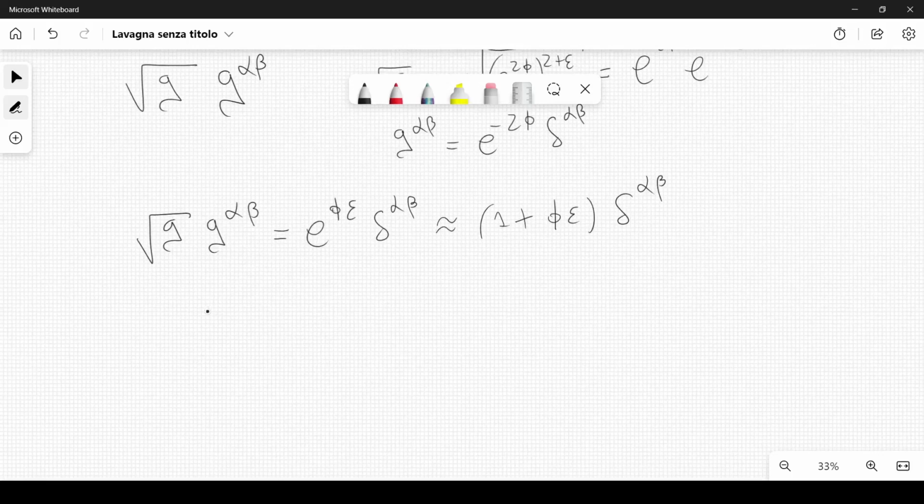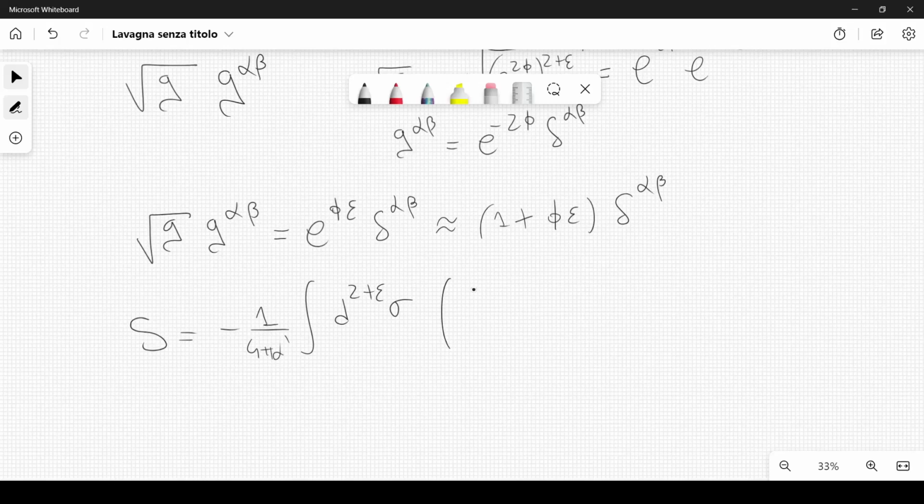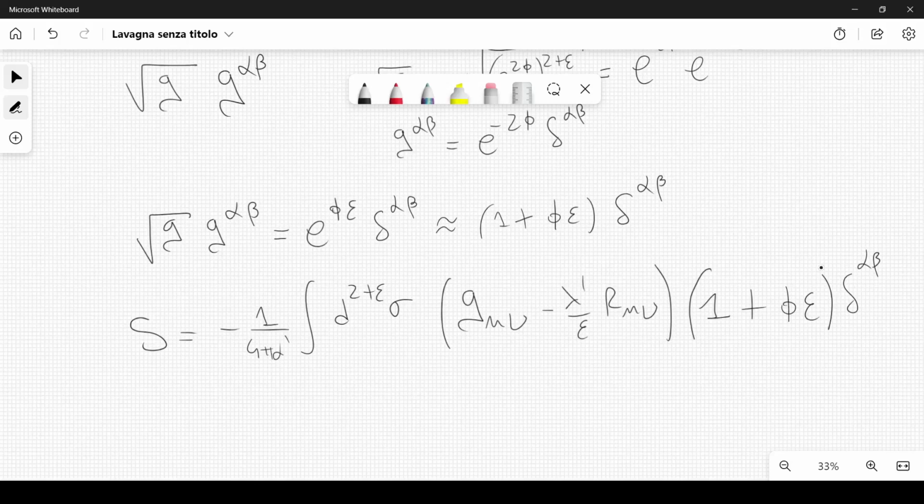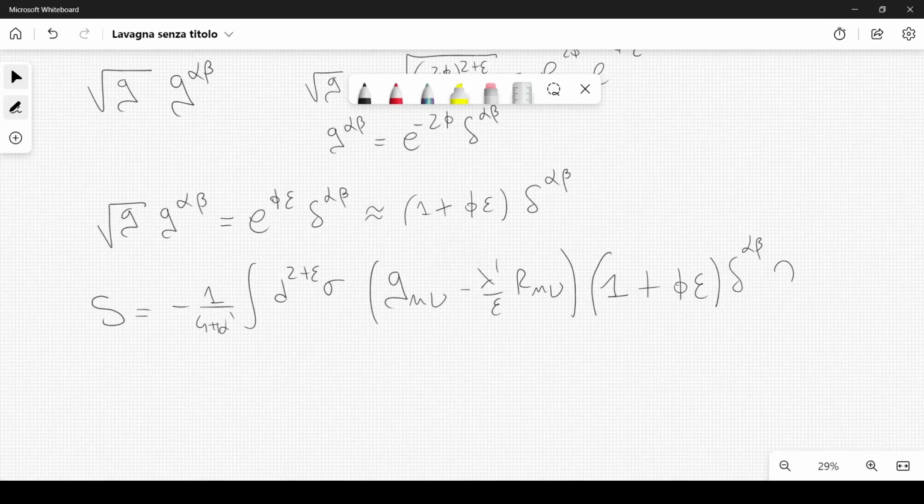Now let's rewrite the action. S is equal to minus 1 over 4 pi alpha prime integral d2 plus epsilon sigma. Here we have the metric g mu nu minus lambda prime over epsilon R mu nu. This is after renormalization. And then we have the contribution due to the Weyl transformation, 1 plus phi epsilon delta alpha beta. And then we have d alpha X mu, d beta X nu, like this.